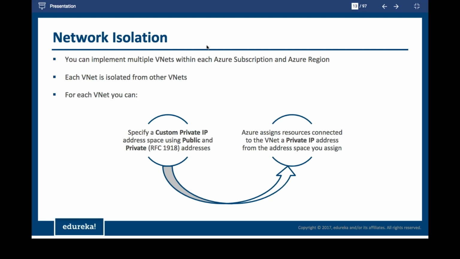So here what we are saying is that network isolation can be implemented between multiple virtual networks on each Azure subscription and Azure region. Each virtual network is isolated from other VNets. So one subscription can have multiple VNets, and they can be isolated from each other. You can establish a private IP address which will help you to communicate with the virtual machines.